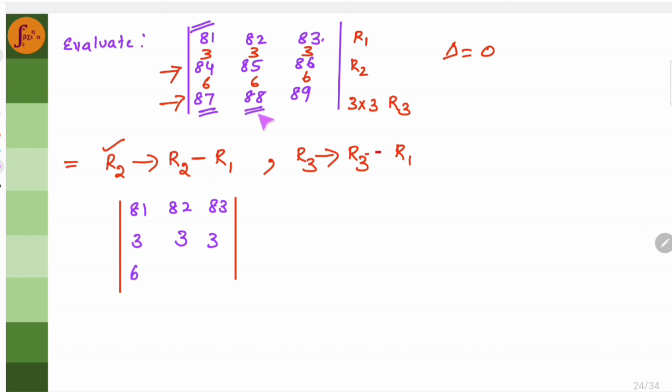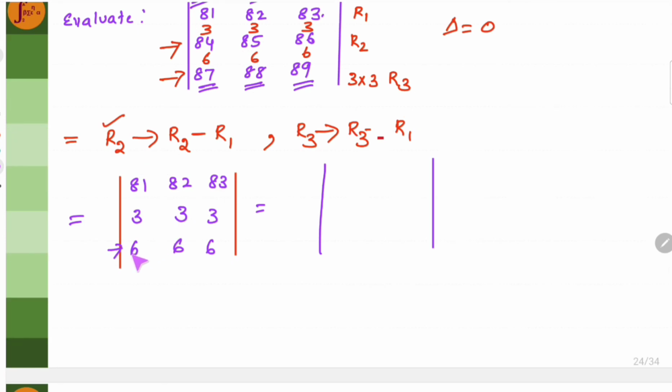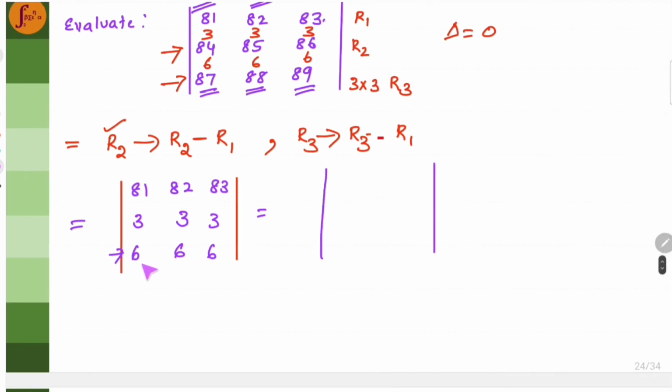Then 88, this is the second element. You take the second element in row 1: 88 minus 82, which is 6. Similarly, the third element, 89 minus 83, is 6. Now we can take 2 as a common factor. We saw that one of the determinant properties is that you can take the common factor out, right?